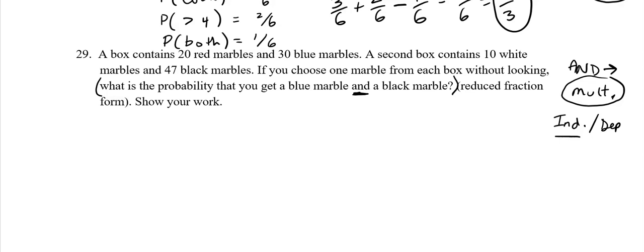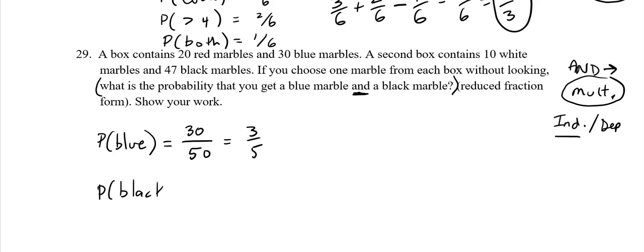All right, so let's see. With one choice, what's the probability that I'm going to get a blue? Well, the box that contains blue, we'll just say it like this. The probability of blue out of that left or one box is 30 blues out of a total of 50, which would reduce to 3/5. And then the probability of black from the other box, that's completely separate. Let's see, there's 47 black out of a total of 57 marbles. That can't be reduced, and so now we just set up these to be multiplied together, and then that will give us our answer.